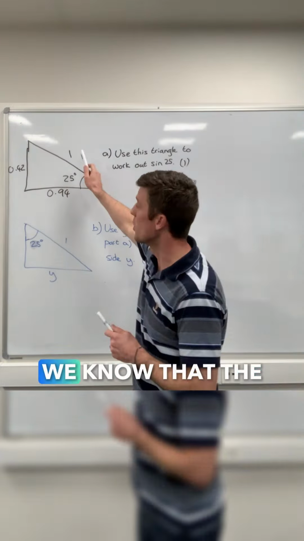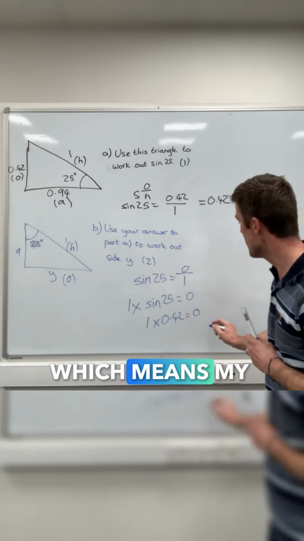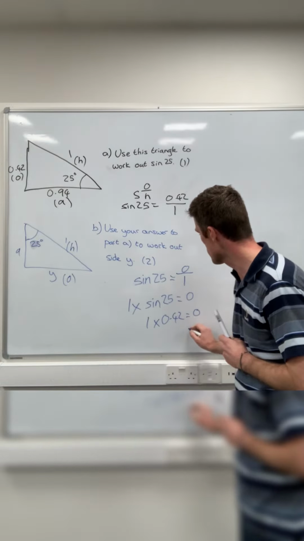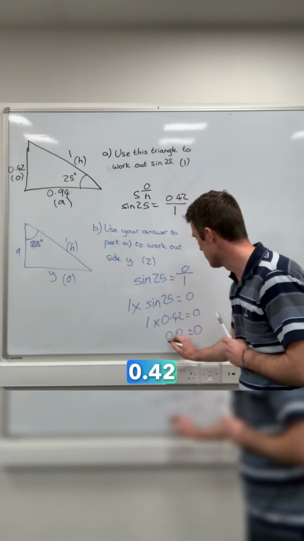Now, all I need to do is rearrange the formula. So I'm going to multiply my denominator out. So I times both sides by 1. So it becomes 1 times sine 25 equals my opposite. And now I'm going to use my answer from part A in my answer here. So I'm going to substitute sine 25 for 0.42. So 1 times 0.42 equals my opposite, which means my opposite equals 0.42. And there's your answer.